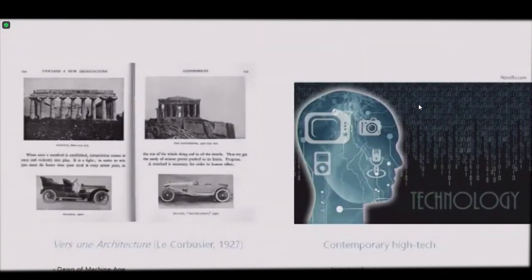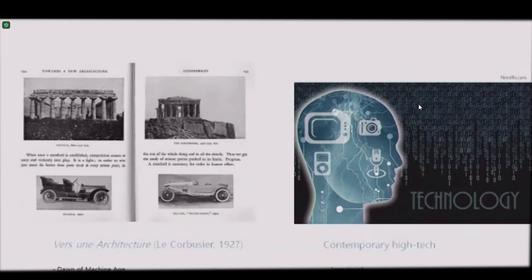But in retrospect, from the vantage point of the 21st century, the way Le Corbusier approached and formulated this theory was somewhat outdated from our contemporary point of view. Because when he first published his idea about functionalist architecture, he wrote a book called "Vers une architecture," which is in French and it means toward an architecture.